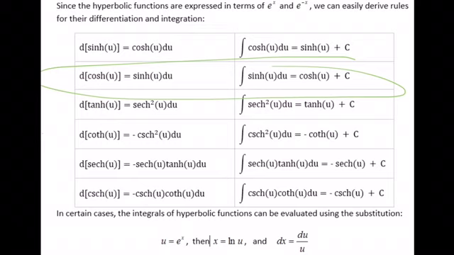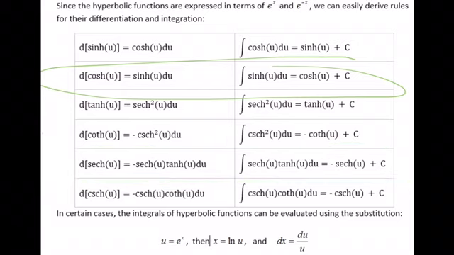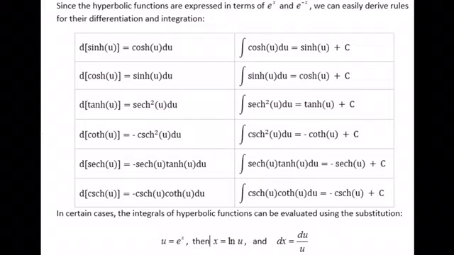It's similar with the integral: the integral of hyperbolic sine of u du is equal to positive hyperbolic cosine of u. I think the other sign you should take note of is that for hyperbolic secant. I think only those two differ in sign from the trigonometric functions. So please memorize these formulas because we will be using them for our following examples.